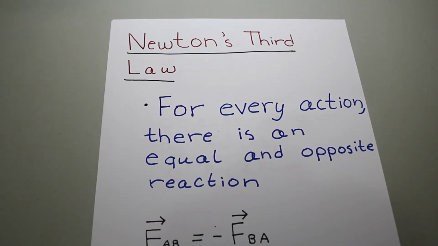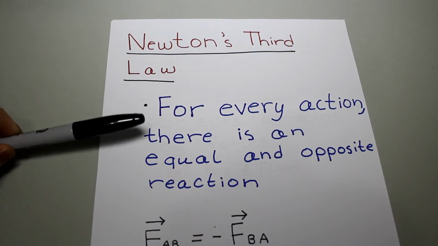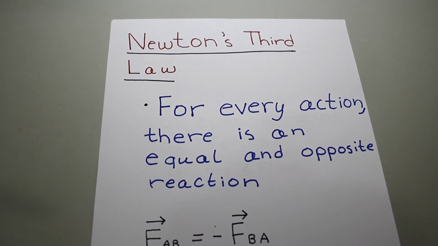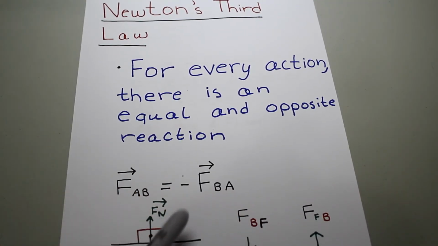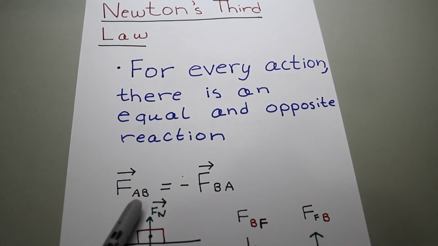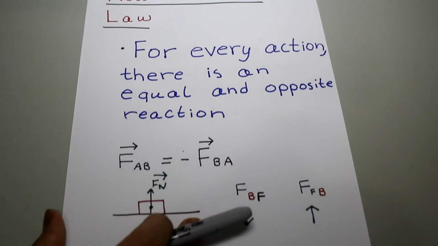Now let's look at Newton's third law of motion. For every action there is an equal and opposite reaction. All that means is, if we have two objects A and B, the force that A exerts on B is equal in magnitude but opposite in direction of the force that B exerts on A. So let's look at an example of that.